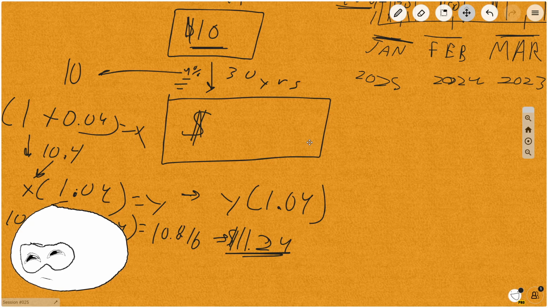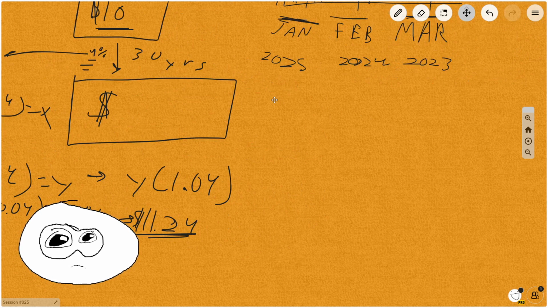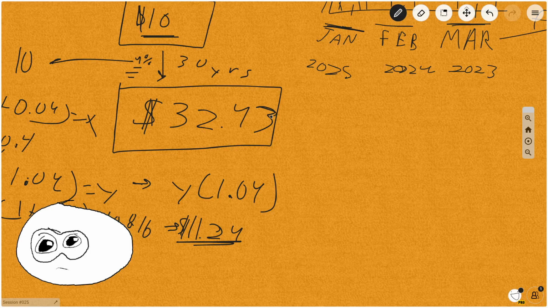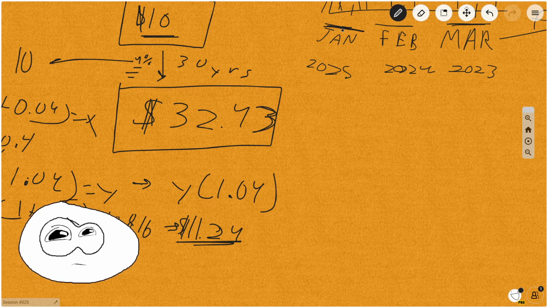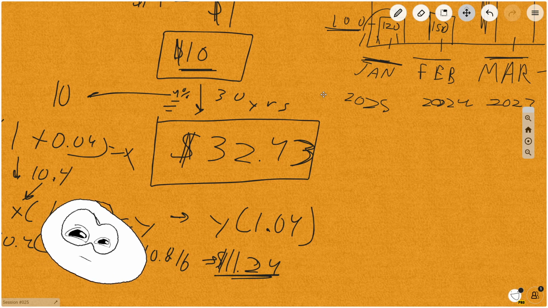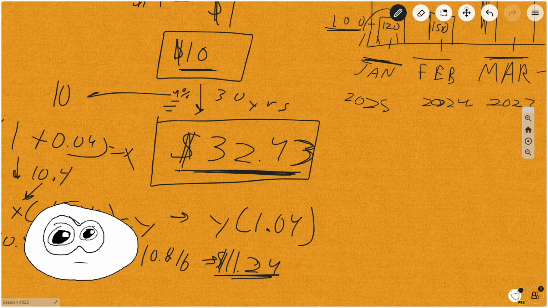Let's see, $10, interest rate of 4, investment length 30 years. Calculate. All right. I think I did this exact number before. 32.43. Now 30 years is a very long time. But if you're able to get a bond with that kind of interest rate, the higher the interest rate, the better, right?